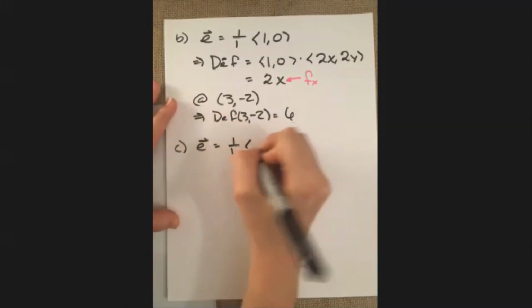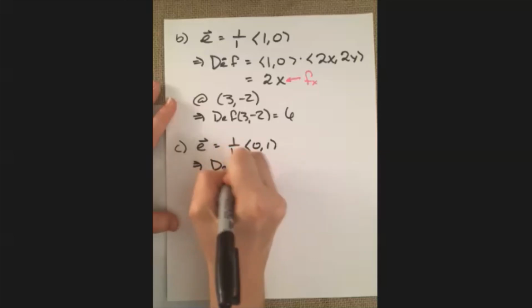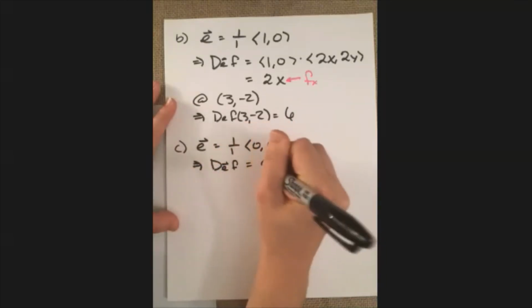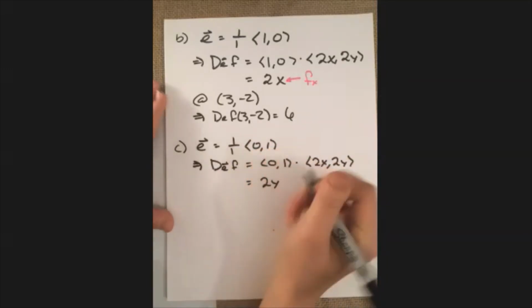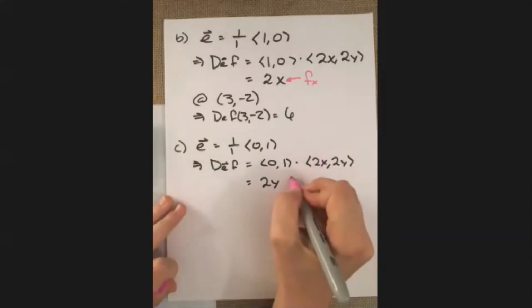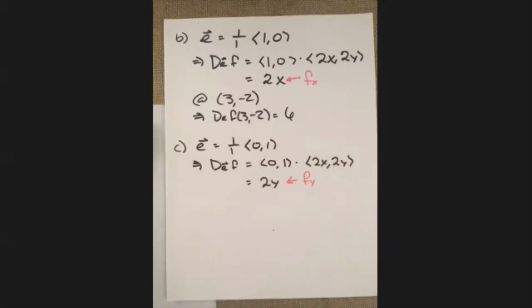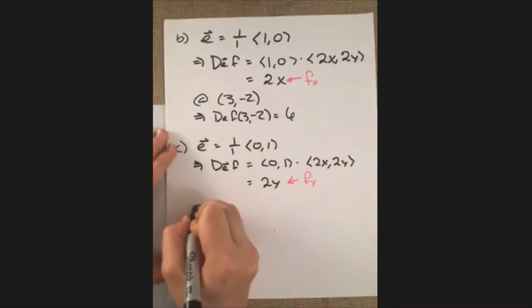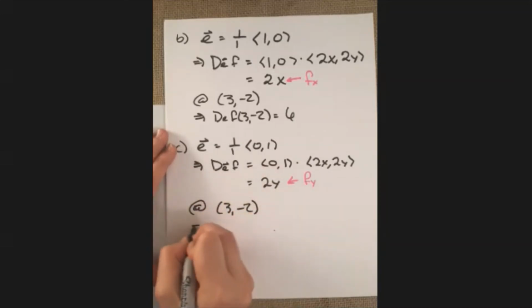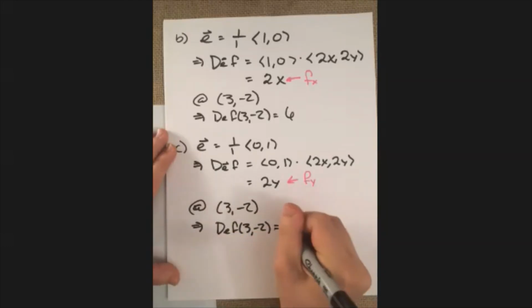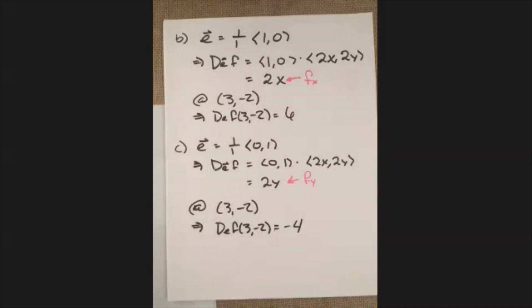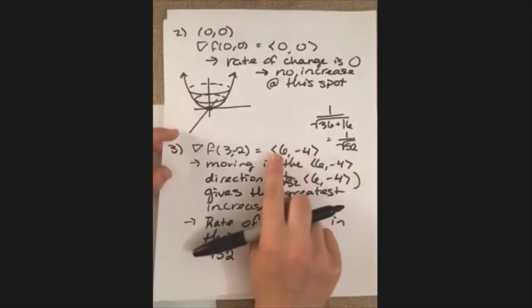This time, the vector that we're working with is (0, 1). So then our directional derivative is going to be (0, 1) dotted with (2x, 2y). Well, in this case, I only had 2y left over. And that was just my partial derivative with respect to y. Okay. And if we do this at the point (3, -2), well, it's just going to give us -4. Okay. And if we kind of remember back to working with our gradient example earlier, well, this is exactly the same as what we had gotten for our x and y components in our gradient.